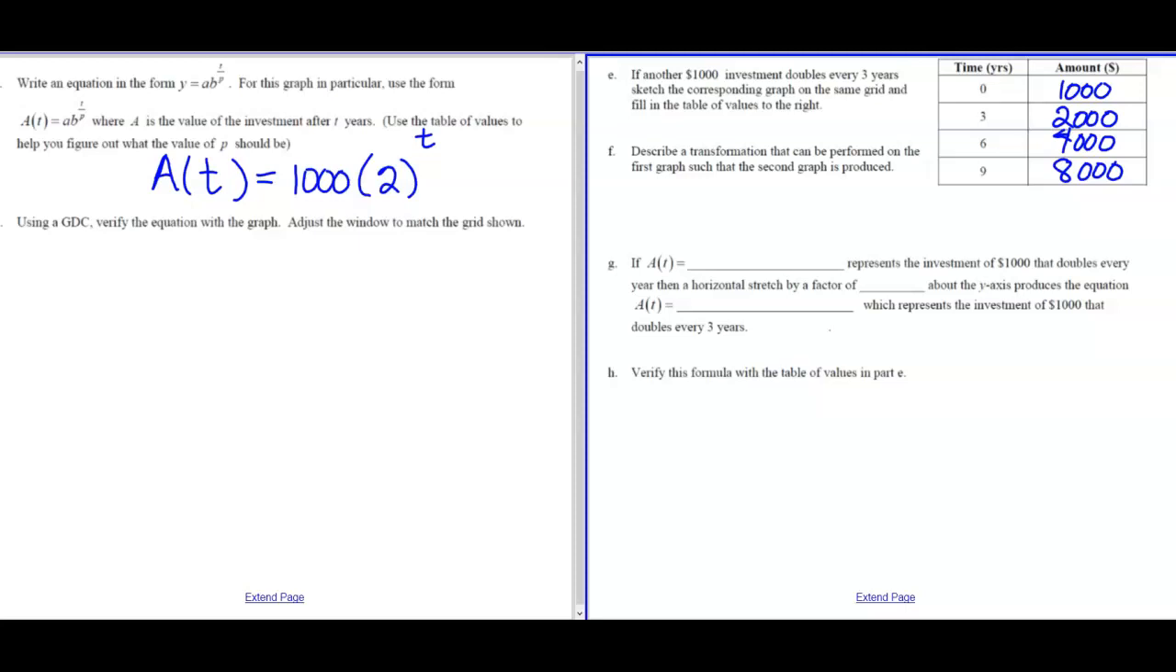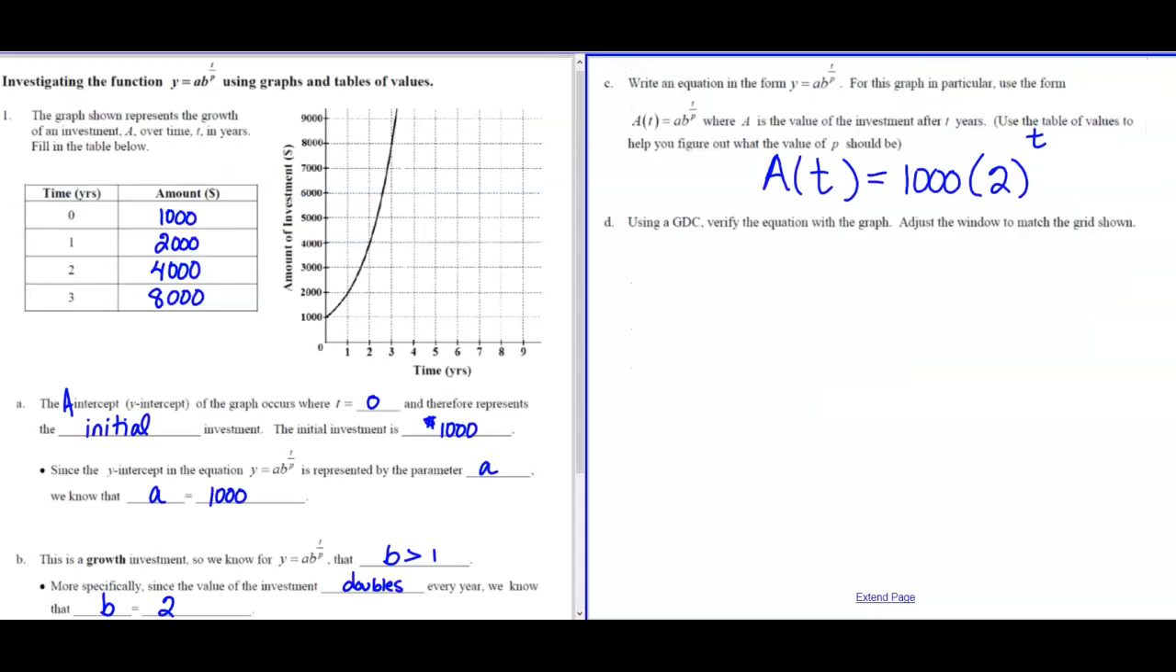Okay, so it says sketch the corresponding graph on the same grid and fill in the table of values to the right. So let's take a look. I need to go back to that. So this is the same. Okay, then after 3 years, you figured out it's going to be 2,000. It doubles after 3 years. After another 3 years, it's going to be doubled again. After another 3 years, that's going to be doubled again. So this is what our new investment looks like.